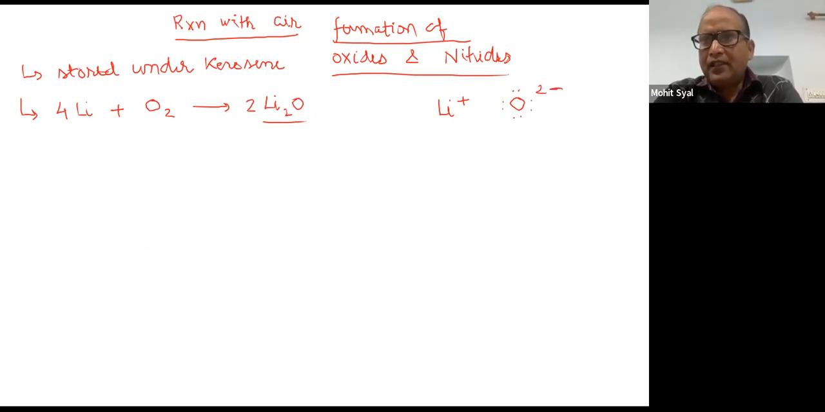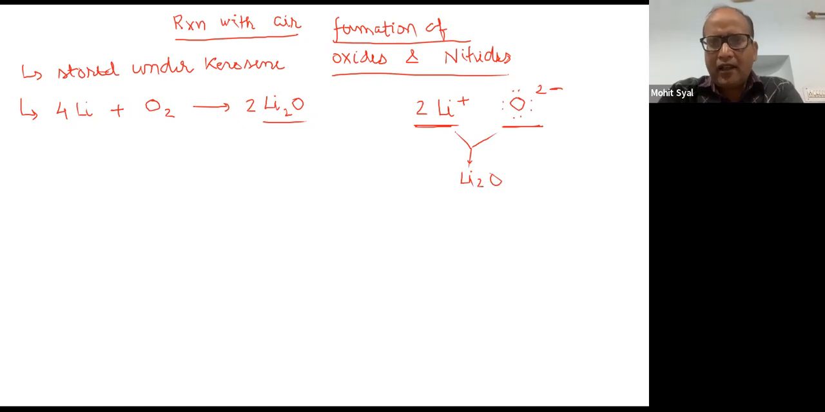And lithium, how many lithium cations are required to combine with the oxide ion? 2 lithium. Okay, that is Li2O, right? That is lithium oxide.